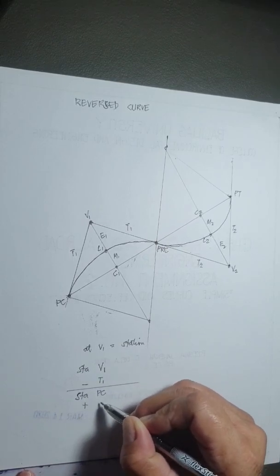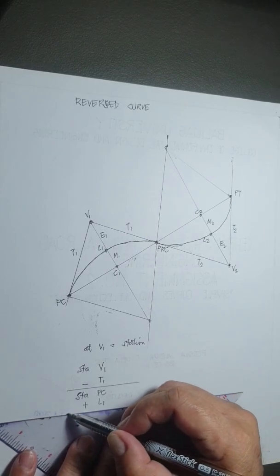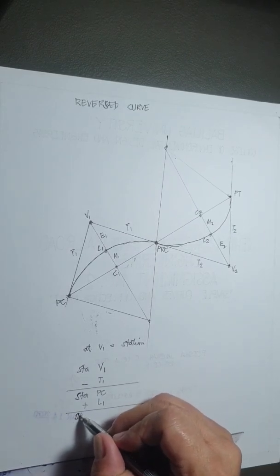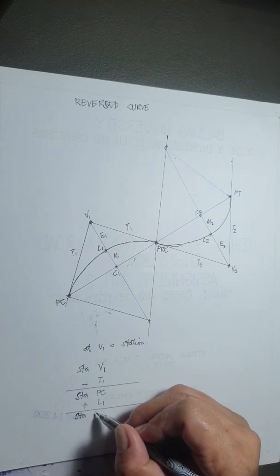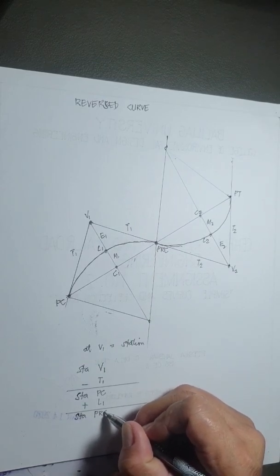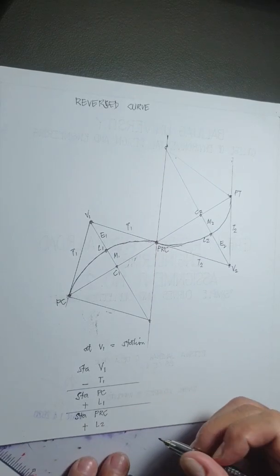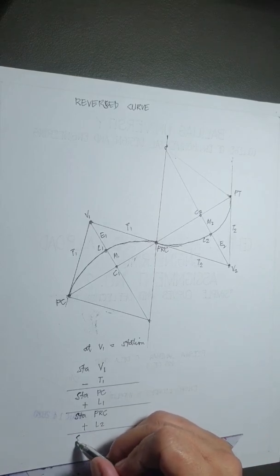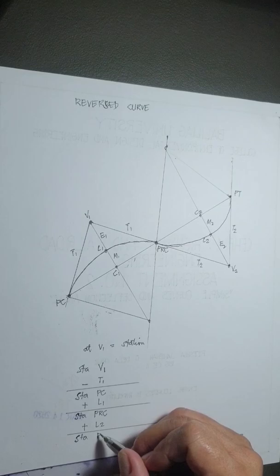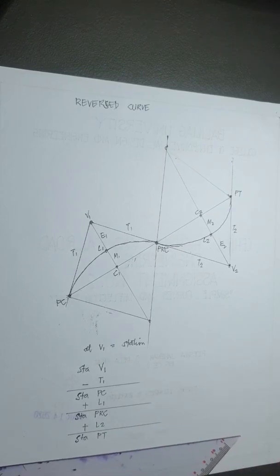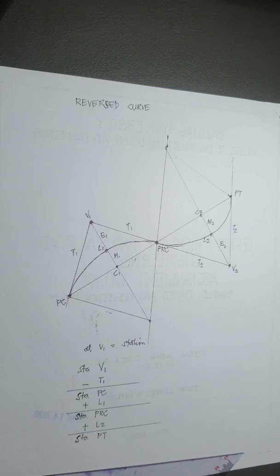Then you add L1 to get station PRC. And then you add L2 so that you'll get station PT. Okay? So, simple lang, di ba? I hope you understood that. Tapos, we also have your compound curve. Actually, kasunod din na dyan yung si compound curve.